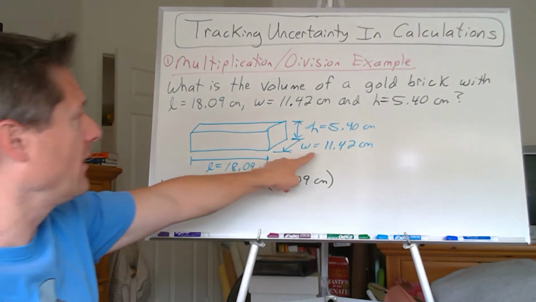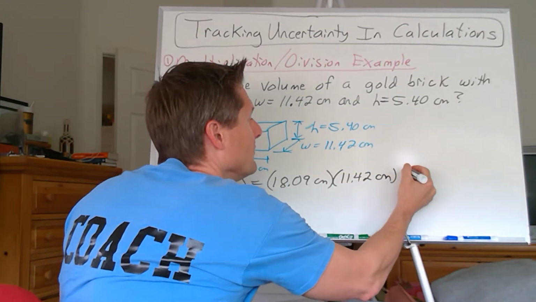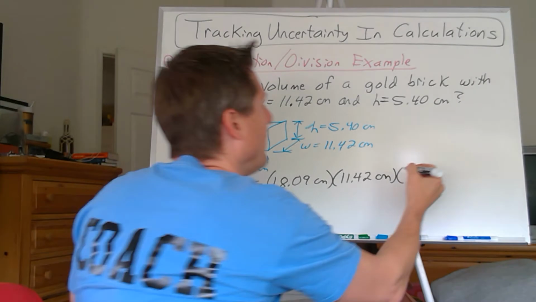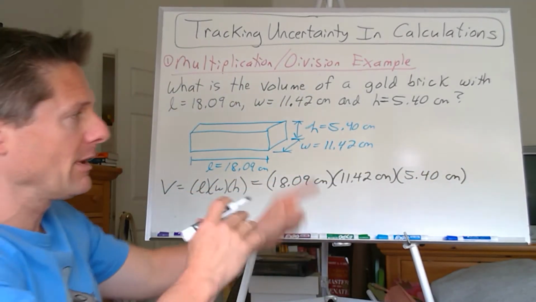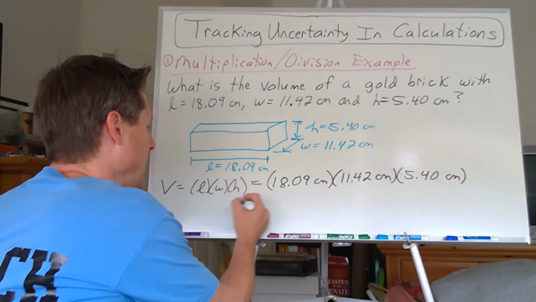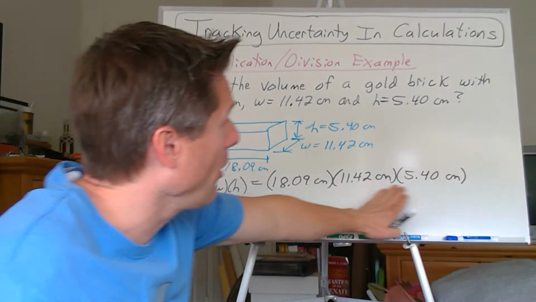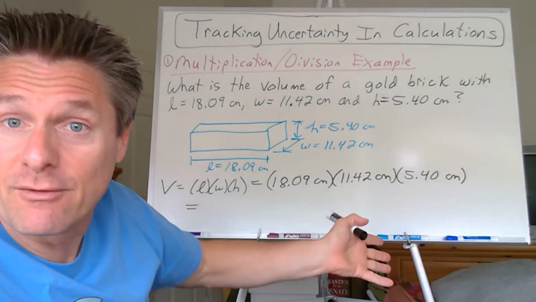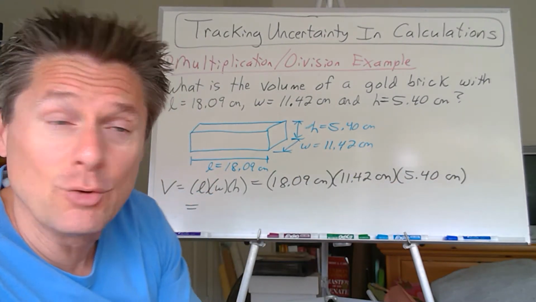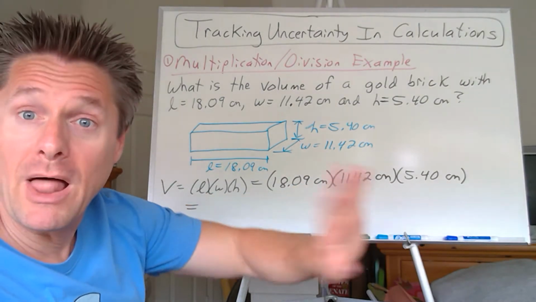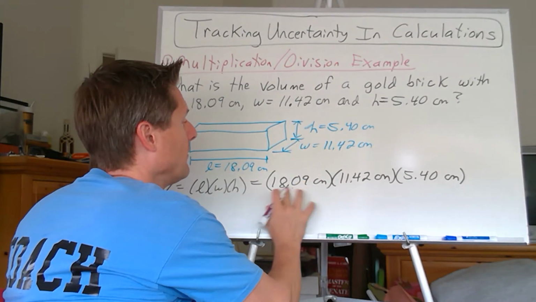So let's put our width in here, 11.42 centimeters. And let's put our height, which is 5.40 centimeters. Now, normally I would continue going to the right, but I'm out of board space. So I'll pop my equal sign down here. Let's take a look. Now, these are all centimeters. If one was in inches, I'd have to convert that to centimeters, obviously. So I got centimeters, centimeters, centimeters. So I'm going to end up with centimeters cubed as my units. I'm multiplying. Everybody agree?